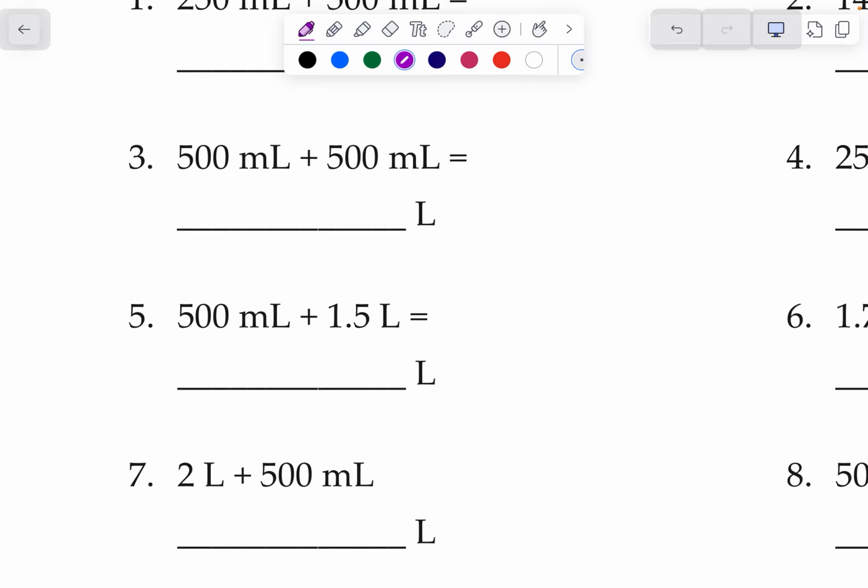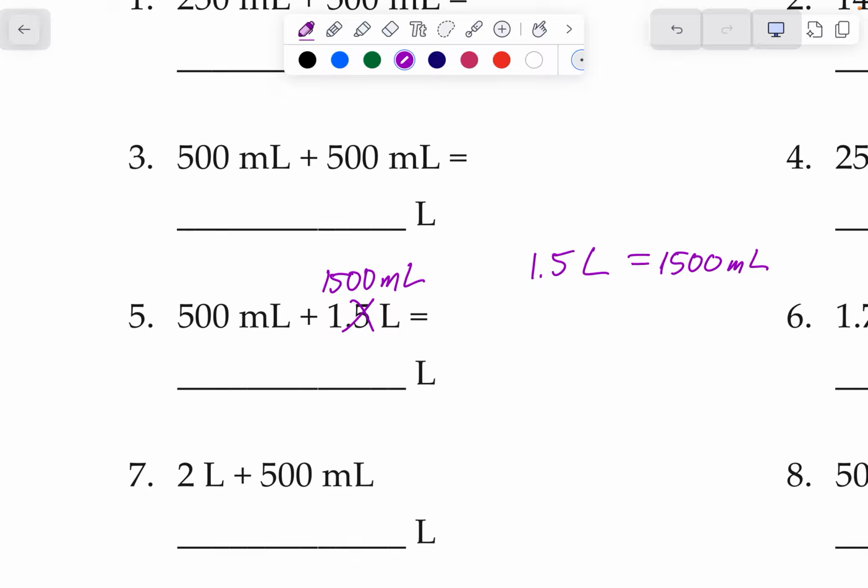So 1.5 liters, if we take this decimal and scooch it over 3 places, you got to go under the 5. That counts as 1 jump to the right. 1.5 liters is the same as 1,500 milliliters. So you don't want to use 1.5 in the calculation for number 5. You want to change that to 1,500 milliliters. And then there's some other things we have to do, okay?